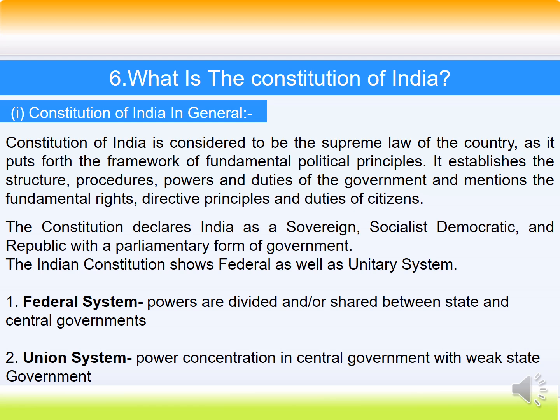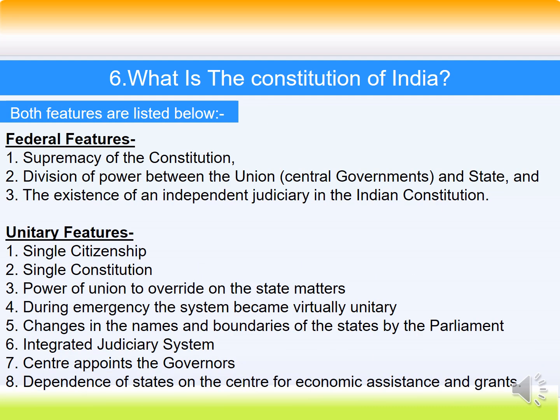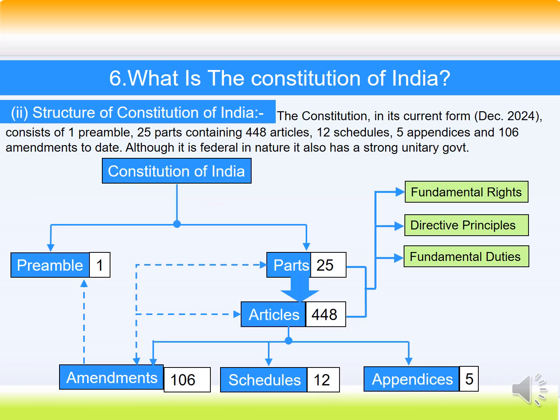In the Constitution of India in general, we have discussed, for example, the federal system and the unitary system. Both features are listed below. Federal features: we have federal features also in our constitution, like supremacy of the constitution, division of power between the center and the state, the existence of an independent judiciary. Unitary features: single citizenship, single constitution, power of the union to override the state matters. During emergency the system becomes virtually unitary. Changes in the name and boundaries of the state by the parliament. Integrated judiciary system, the center appoints the governors. Dependence of the state on the center for economic assistance and grants.